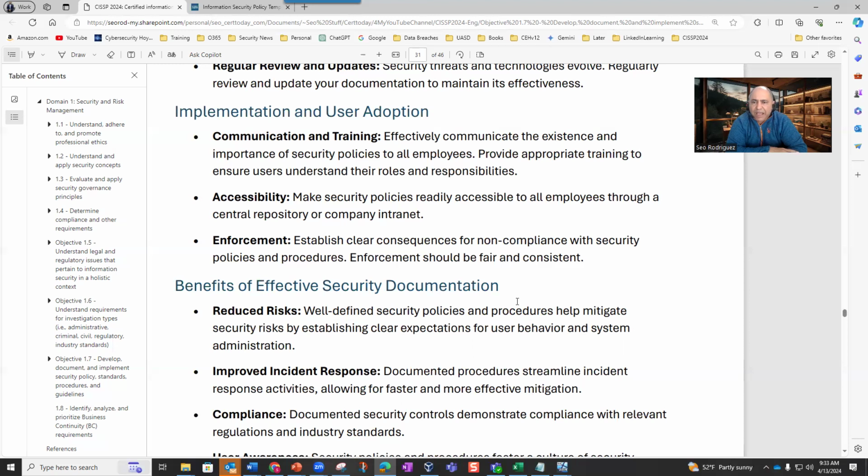How effective is a policy if it's there? You have this shiny, beautiful policy, but then nobody reads it or nobody knows that it even exists. So really important to communicate.